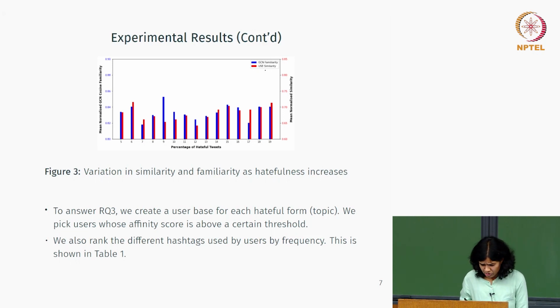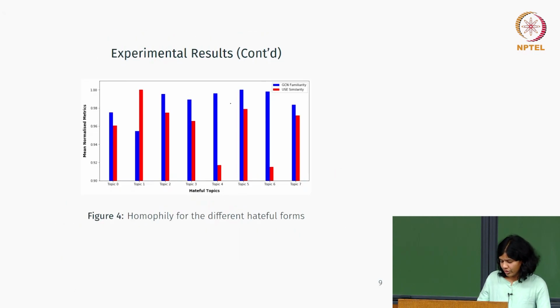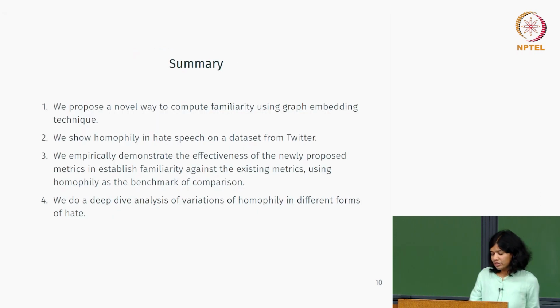What we see is that as hatefulness goes up, these two bars come closer together. It's not very evident, and there are some cases where it's not happening, but see 15, 16, 18, where the fraction of tweets is 18%, this point. This is more or less happening as hatefulness goes up. Then we do the same for the topics we have figured out: for the topics we compute the homophily, and we compute the similarity and the familiarity.